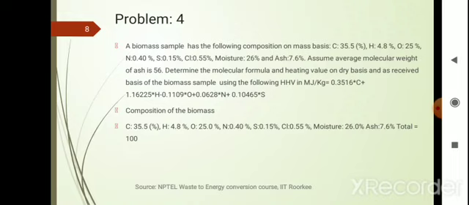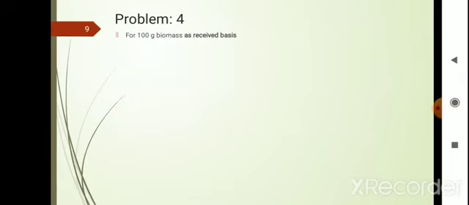So what is our next step? Already we have these percentages. Now consider 100 gram of biomass. 100 gram of biomass sample on received basis will have carbon 35.5 gram. That is correct. So carbon in 100 gram of biomass will be 35.5.